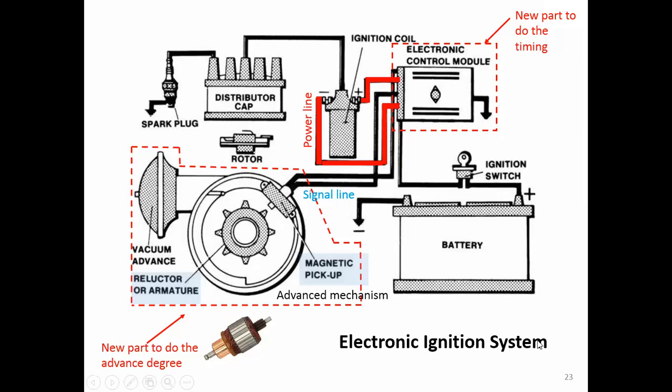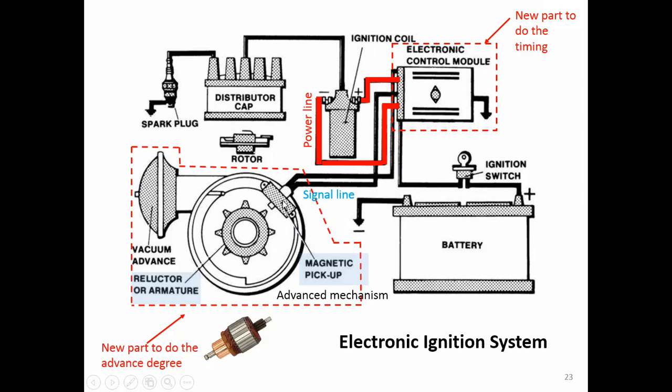The parts that we still have the same are the battery, the ignition switch, the coil, the distributor, and the spark plug. You don't see the cam, the contact breaker point, or the capacitor. It's all replaced by this, where we have the vacuum advance, and a reluctor or armature here, the part that will rotate. And we have a magnetic pickup signal here.